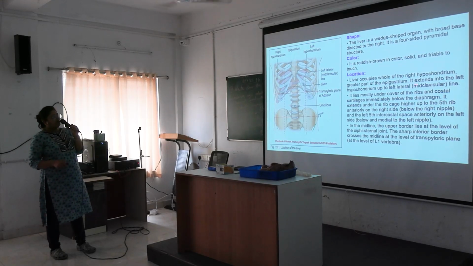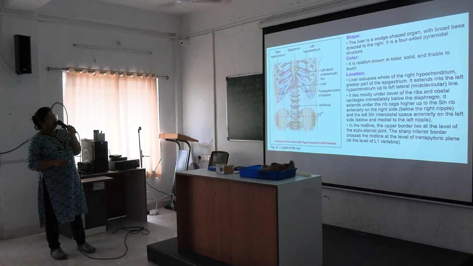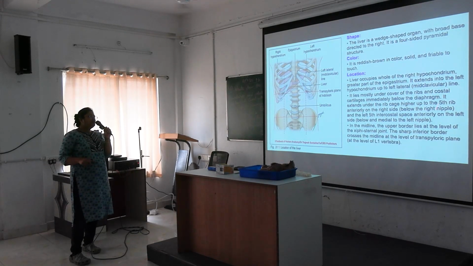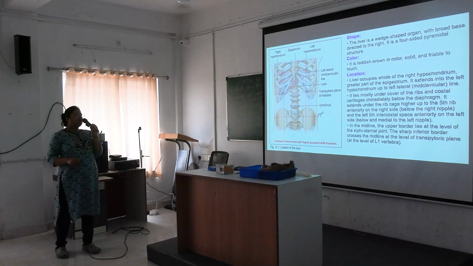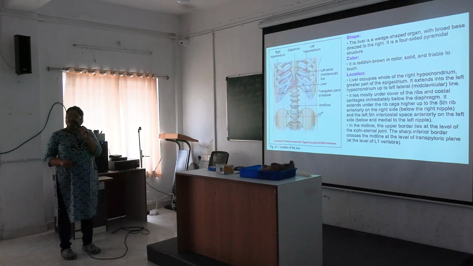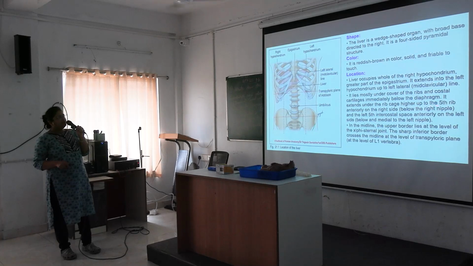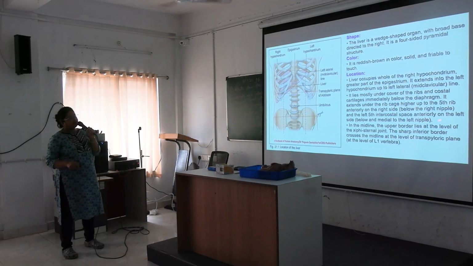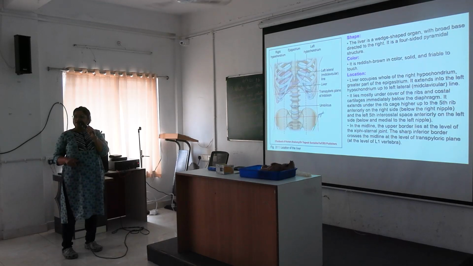Okay, up to the left lateral mid-clavicular line. Up to here, left lateral mid-clavicular line is the extent. It lies mostly under cover of the ribs and costal cartilages and immediately below the diaphragm, and it extends under the rib cage higher up to the fifth rib anteriorly on the right side below the right nipple, and the left fifth intercostal space anteriorly on the left side below and medial to the left nipple.